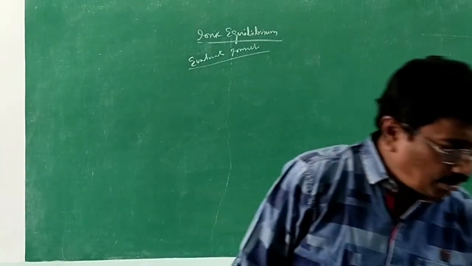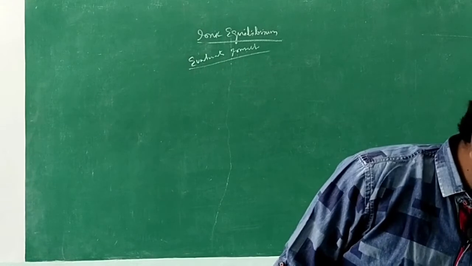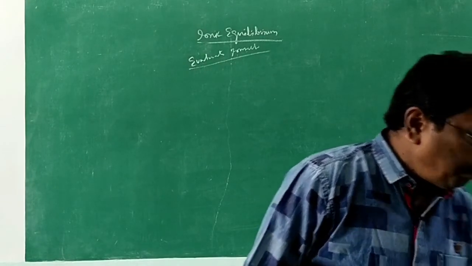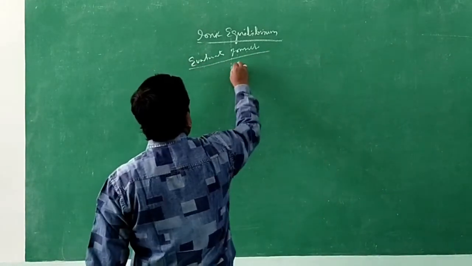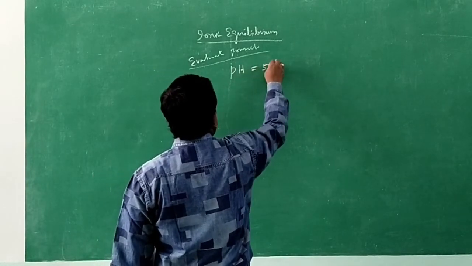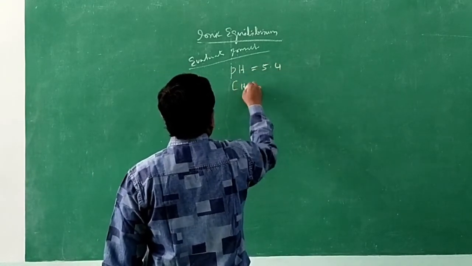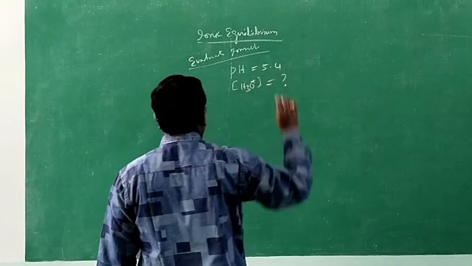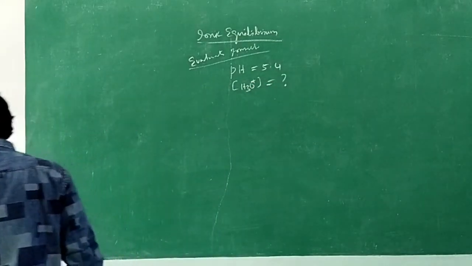Next sum under evaluate yourself. Calculate the hydrogen concentration in mole per liter of pH 5.4. pH is equal to 5.4. You are asked to find out the hydronium ion concentration. That is the question. How to do the sum?